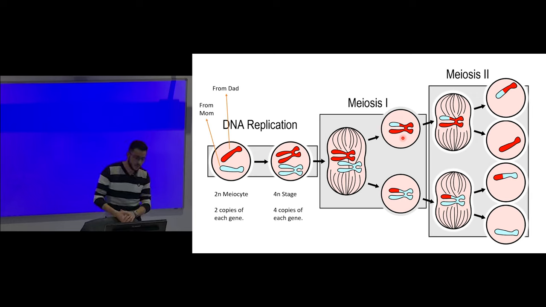And so these meiocytes, where do they come from? They come from your parents, okay? So half of the genome is from your dad, half from your mom. Does that make sense up to now?